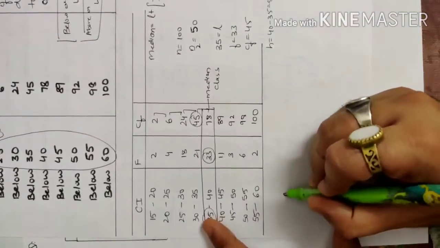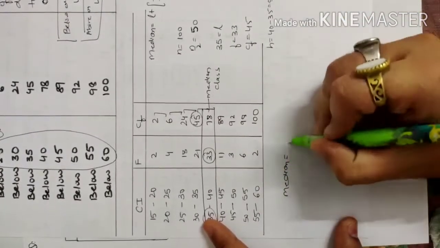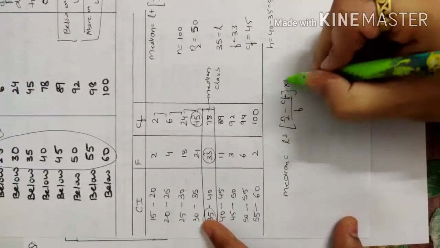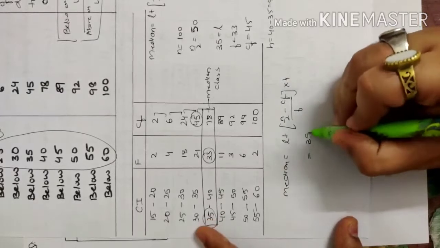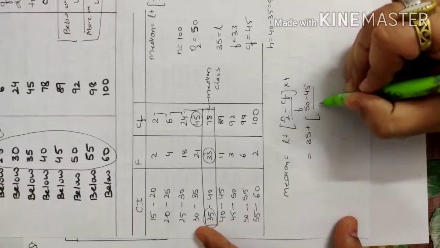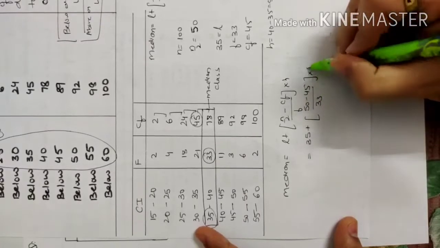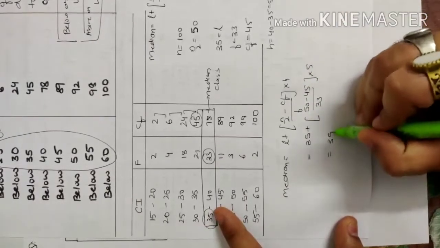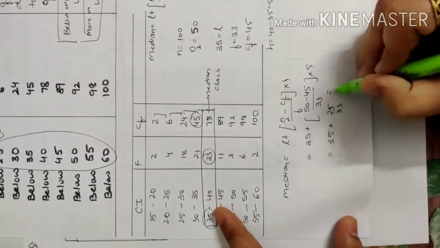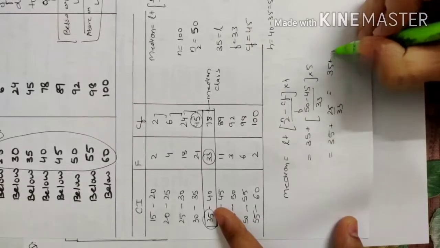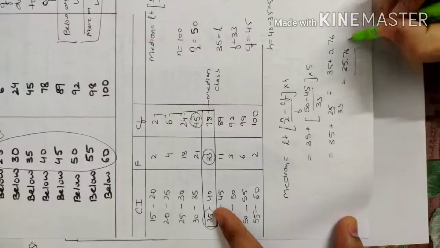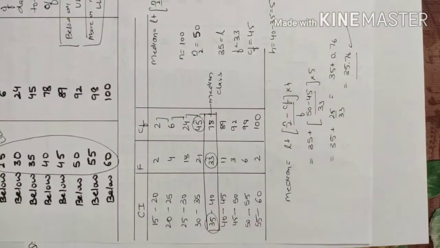Now to calculate the median, we will use the formula L plus (n by 2 minus CF) upon F into H. This will be 35 plus (50 minus 45), F is 33, H is 5. So this is 5 into 5, which is 25 by 33. Converting into decimal, you will get 35 plus 0.76. So the answer will be 35.76. This is your answer.